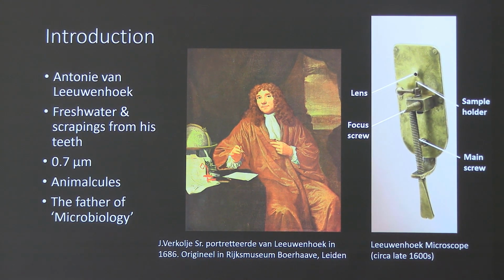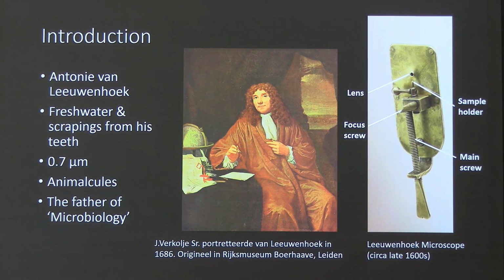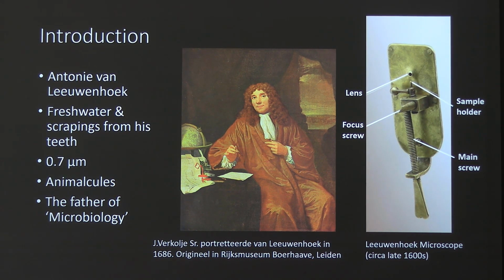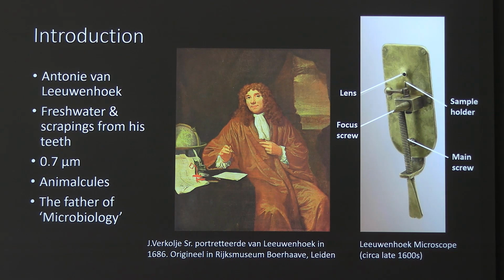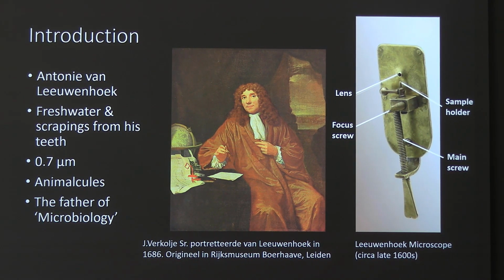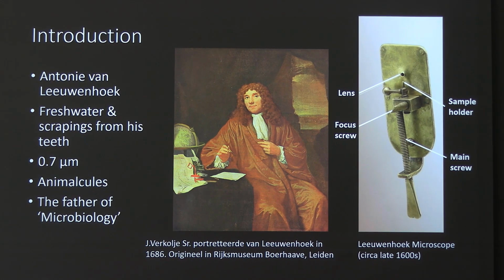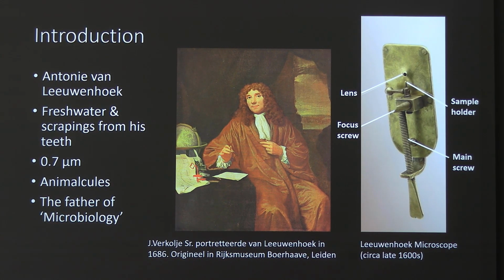So Leeuwenhoek tried to give a name to these little bugs he saw, and the name is animalculus, which means the small animals. Because of this, he was called one of the fathers of microbiology. So without the development of the microscope, we couldn't really know further about the bacteria or microbiology.